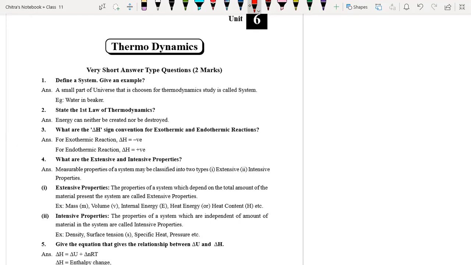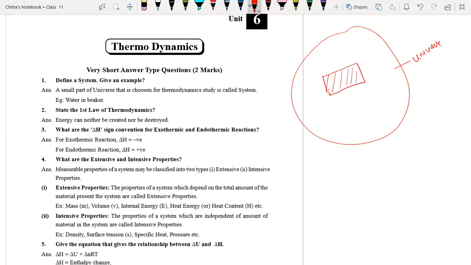So in thermodynamics, we have to understand a few related concepts. Suppose all of this is the universe. We are considering it as the universe. And that small part of the universe, which I'm highlighting with zebra lines, the part chosen for thermodynamic study, is called a system. System is the part of the universe which is chosen for thermodynamic study.